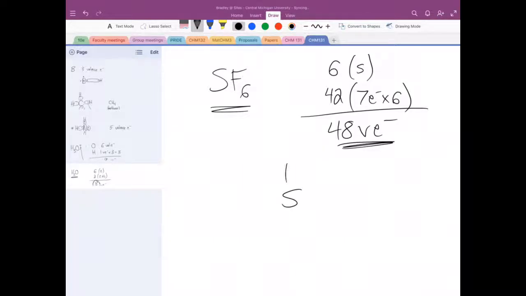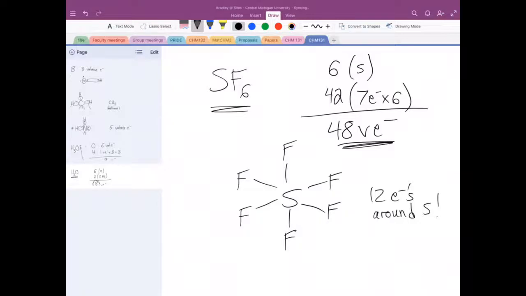Okay, so let's do the 6 bonds here. All right, so we've placed now 12 electrons around the sulfur. Okay, and if you look at the periodic table, sulfur is actually okay with that. Okay, it's in that 3rd row and beyond, and so it can have more than 8. Okay, you can have sulfur that has just 8.